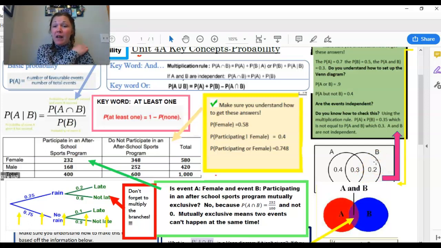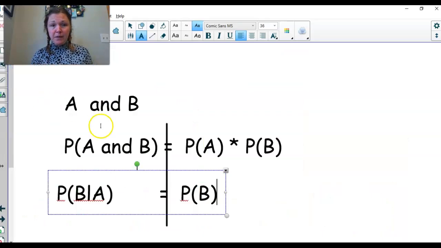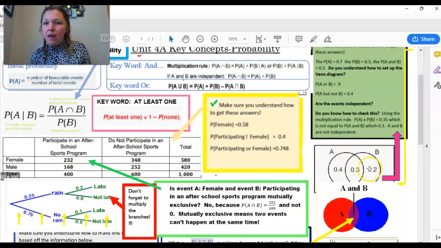Now I said, are the events independent, okay? Do you know how to check this? The probability of A and B together, they told us is 0.3. If they're independent, then all of probability A times all of probability B has to equal 0.3. So let's go back. All of A is 0.7. All of B is 0.5, which gives us 0.35, which means A and B are not independent. It's as easy as that.